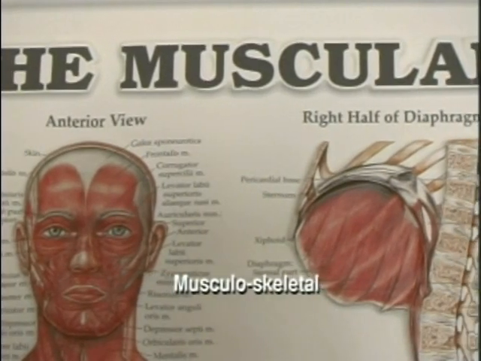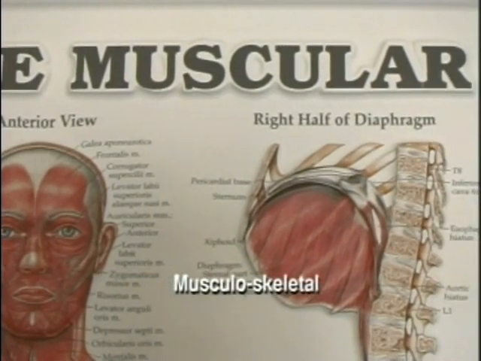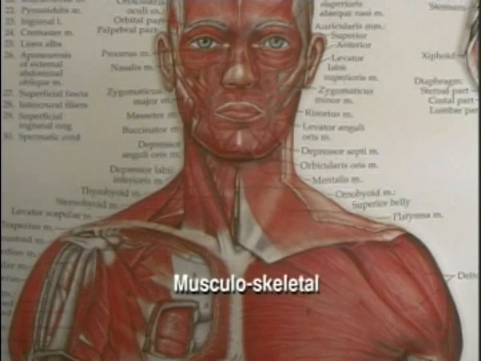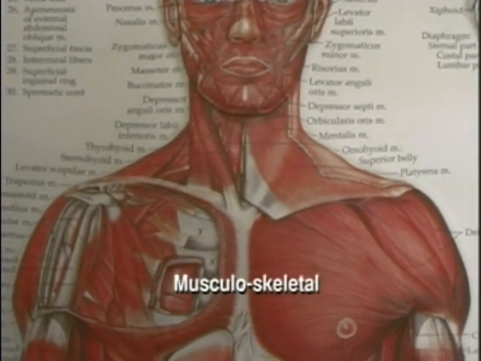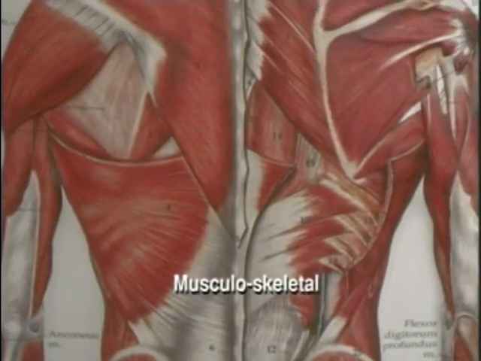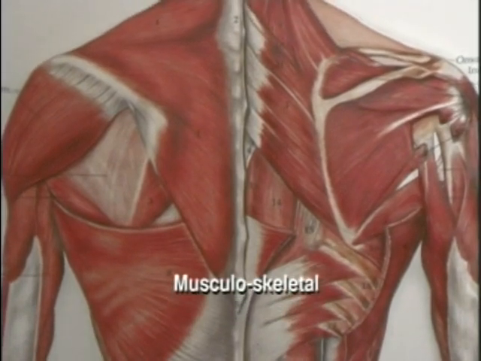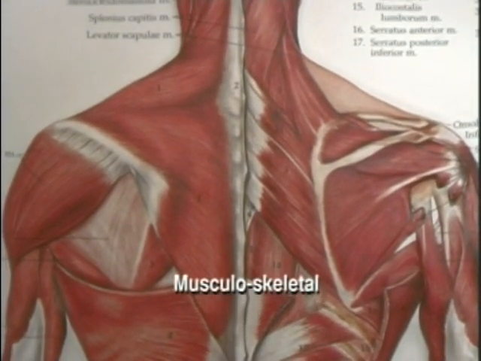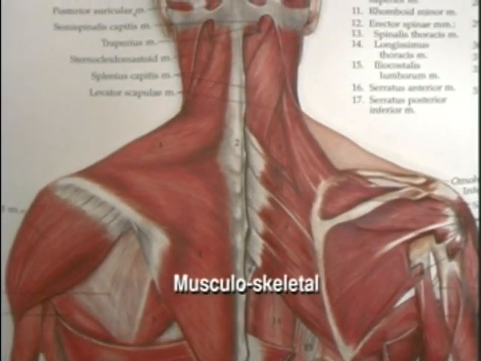The musculoskeletal system provides shape and support to the body, allows for movement, and protects the internal organs. It contributes to the production of red blood cells, assists the circulation of blood in the body, and stores calcium and phosphorus in the bones.